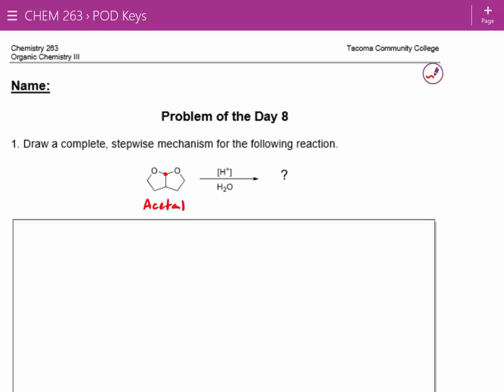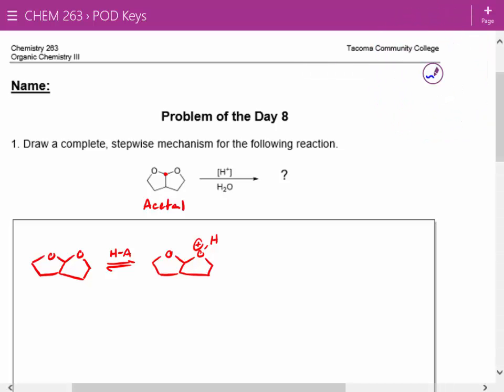And so we can pretty quickly go through this, but let's do the whole mechanism. So in the first step, we're treating it with acid. So we'll do a protonation, and we'll protonate one of these ether groups on there. So I'll do the full arrow pushing too. Kick off our conjugate base. And then in the next step, we'll shove off this protonated ether. So this is a ring opening.